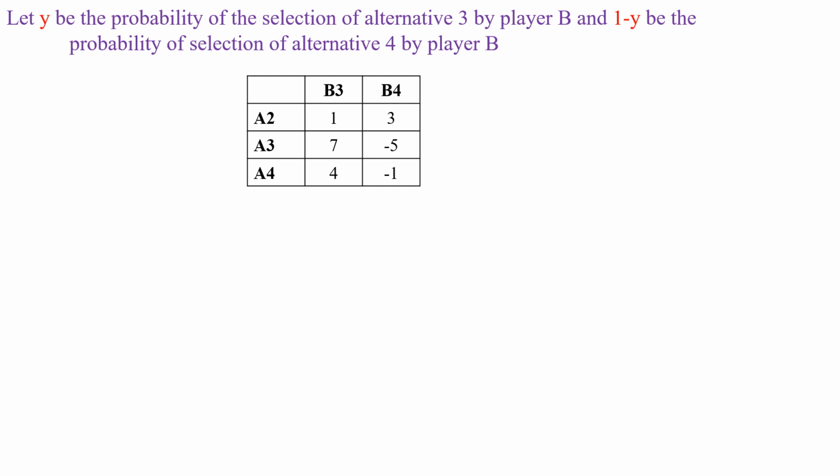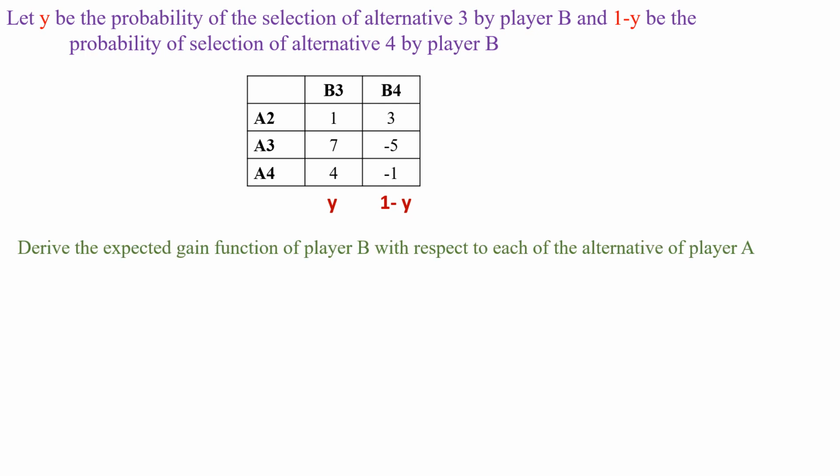So let Y be the probability of selection of strategy 3 by player B, and 1 minus Y is the probability of selection of strategy 4 by player B. So Y and 1 minus Y. So the probability of selection of the third strategy by player B is Y, and the probability of selection of the fourth strategy by player B is 1 minus Y.